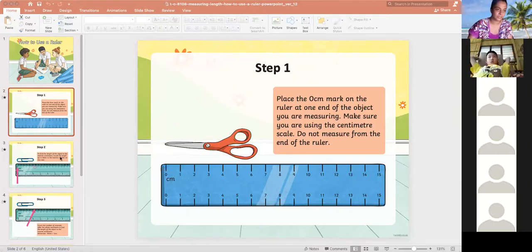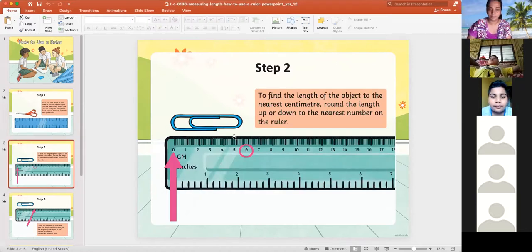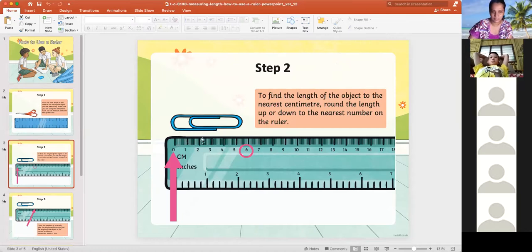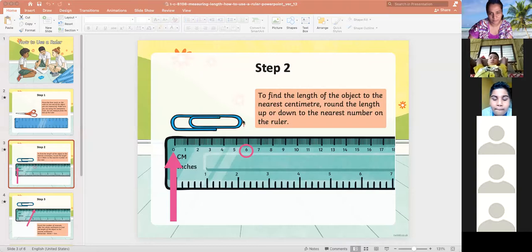What about the next picture here? It's a paper clip. One minute, yeah? Okay, you see now a paper clip. To find the length of the object to the nearest centimeter, round the length up or down to the nearest number on the ruler. Very simple. This is called rounding off. Say the paper clip starts at 0 here, but it ends somewhere probably here. Now, this part is not so accurate, my drawing, but let me see if I can use a line. So, draw a line.